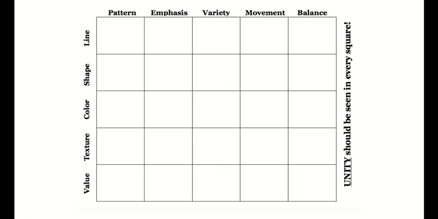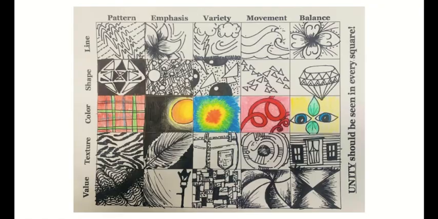If you take a look at the first square in the top left-hand corner, you'll see that the word to the left of it is line and the word above it is pattern. So essentially in that square, you will make something that has a pattern with lines. You will do that for each of these squares in order to finish your matrix.